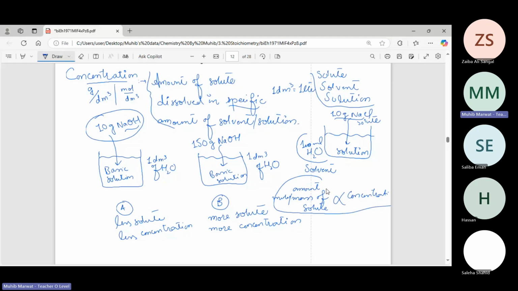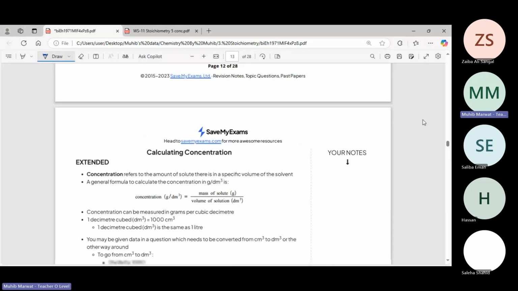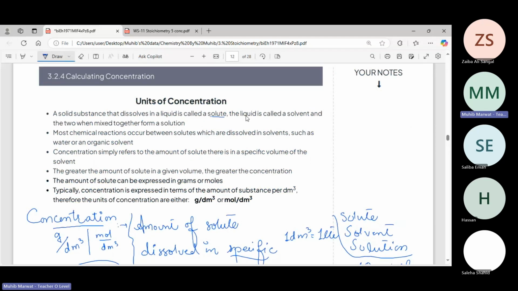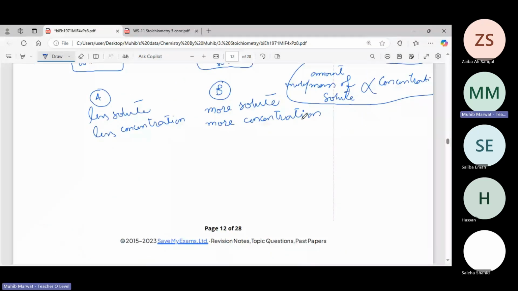More amount of solute, more will be the concentration. Less amount of solute, less will be the concentration. It's clear now, right? Please respond to me. Yes, sir. Excellent. So you have gotten the concept of solute, solvent, and solution. The greater the amount of solute in a given volume, the greater will be the concentration. It can be measured either in gram per dm cube or mole per dm cube. Do you want to ask anything related to this?